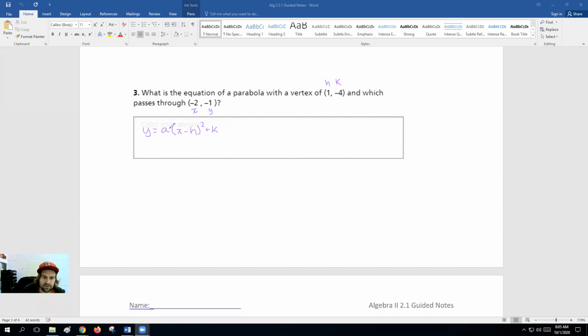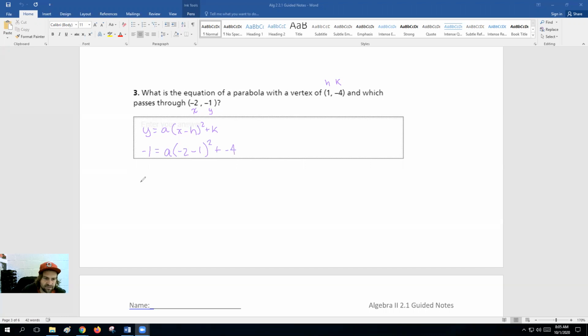Okay, so we don't know a, but we do know h and k. So we have to find a. We're going to use x, y, h, and k all in this formula to figure out what a is. All right, y is -1. A, we don't know. We're going to figure that out, so we'll leave that as a. X is -2 minus h, which is 1, so (-2 minus 1) squared plus k, which is -4.